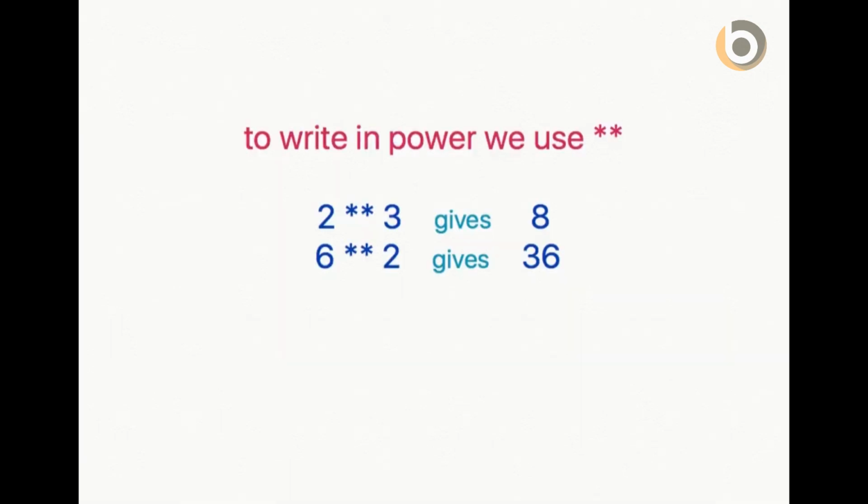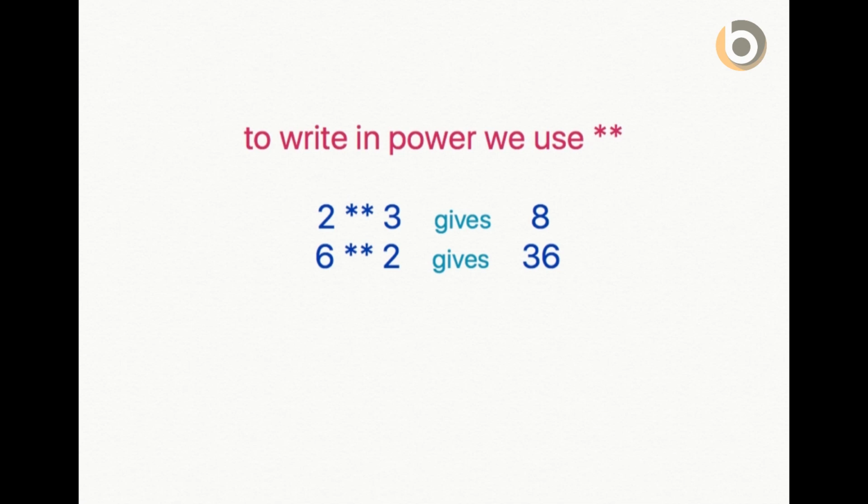To write in power, we can use double asterisk. So 2 double asterisk 3 gives 8. That is, it multiplied 2 three times. Similarly, 6 double asterisk 2 gives 36, as it multiplied 6 two times.